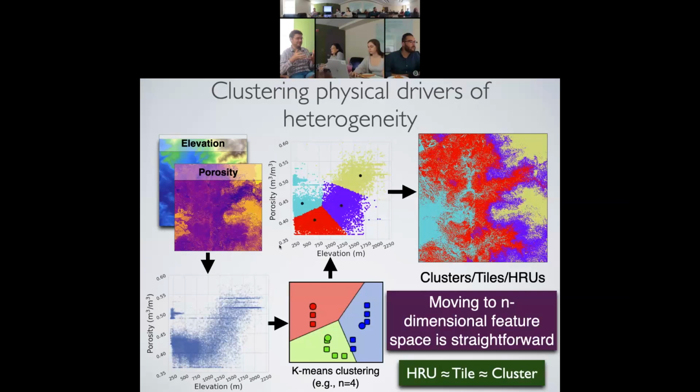What I'm showing here on the bottom is I'm just taking each pixel and comparing it to the corresponding value of porosity versus elevation, and I have a scatter plot. I'm going to take a pretty naive clustering approach, which is k-means, and I'm just going to group those pixels, or those points, depending on their porosity and elevation similarities. So this is more like a Voronoi diagram. It's not really a clustering exercise. You're effectively just partitioning your space, is a simple way to put it. So here I partitioned into 4 different units.